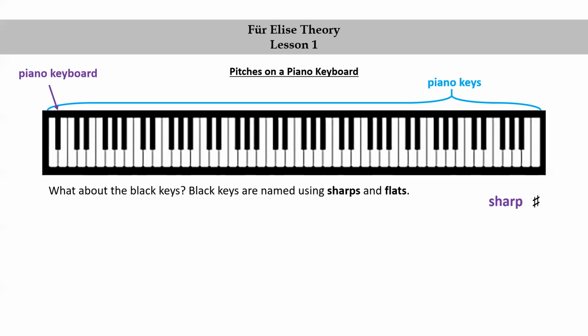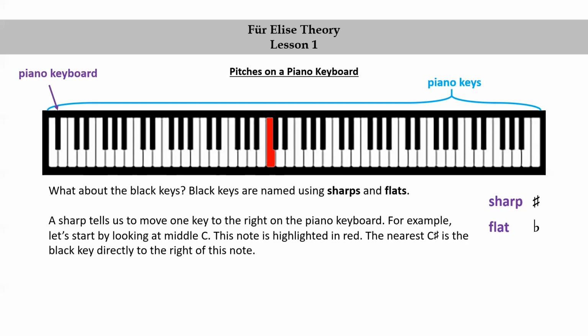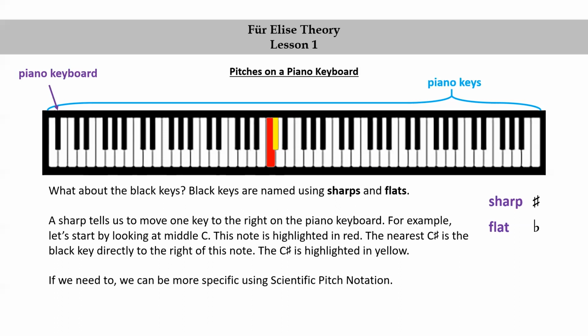So for a sharp, we use this symbol that looks like a hashtag or a pound sign. And for flats, we use a symbol that looks similar to a lowercase b. A sharp tells us to move one key to the right on the piano keyboard. For example, let's start by looking at middle C. This note is highlighted in red. The nearest C sharp is the black key directly to the right of this note. Okay, the C sharp is highlighted in yellow there.